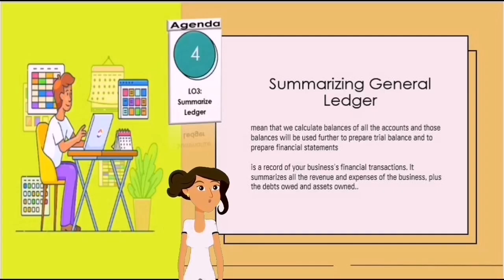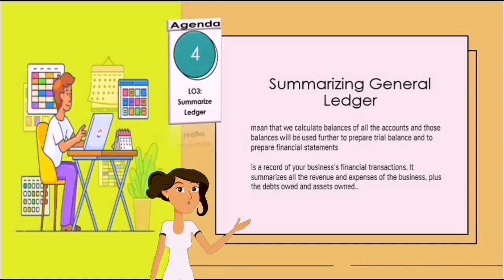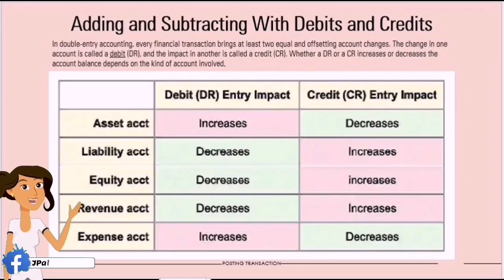Summarizing the general ledger means that we calculate the balances of all the accounts, and those balances will be used further to prepare the trial balance and the financial statements. It is a record of your business's financial transactions. It summarizes all the revenue and expenses of the business, plus the debts owed and assets owned. Adding and subtracting with debits and credits.